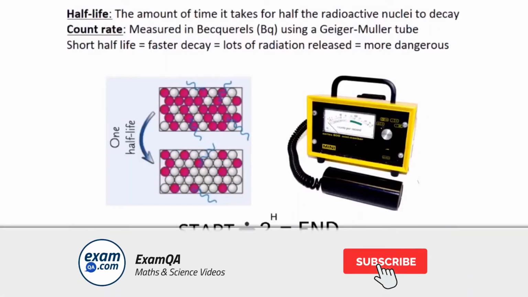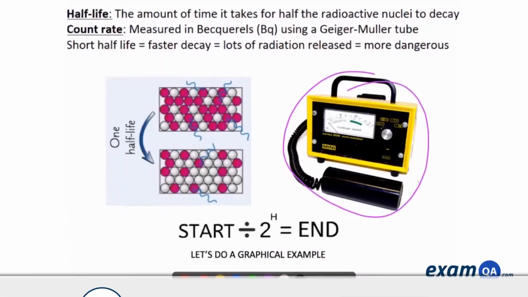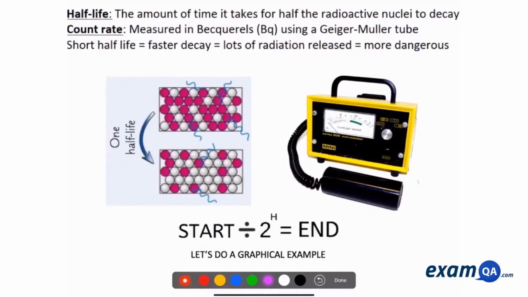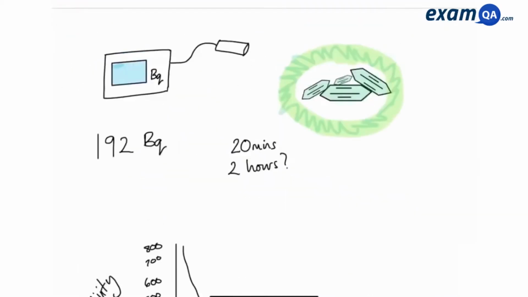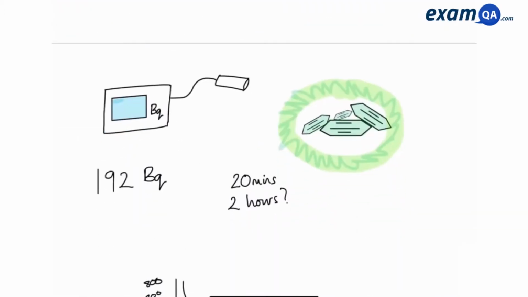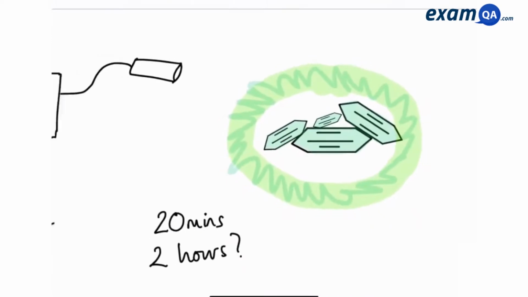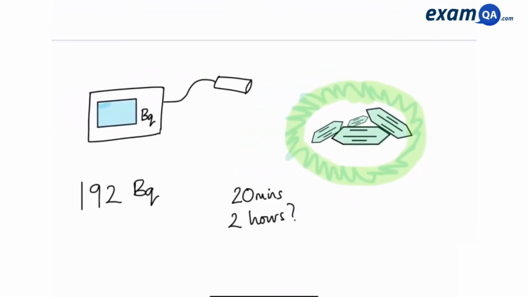So to do that, we have to use this machine. This is called a Geiger-Müller counter. And what this will do is tell you exactly how much radiation a particular material is releasing. So for example, what you would do is this. Imagine we have these radioactive rocks. You take your Geiger-Müller counter, you measure it, and it will tell you the radiation in units of becquerel.